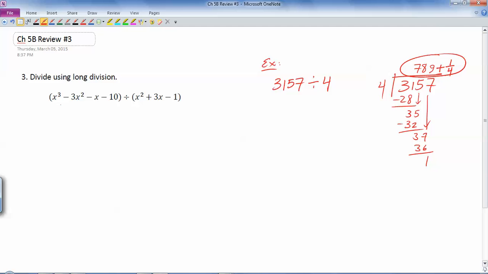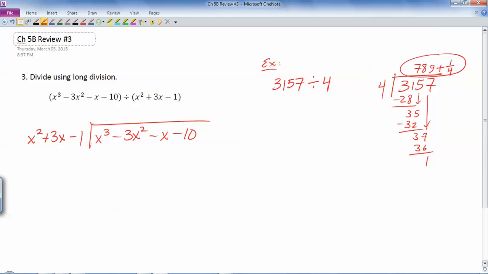So let's set that up. The first term goes underneath: x cubed minus 3x squared minus x minus 10. By the way, if there was no x here, if that didn't exist, you would put 0x here. You would need that there because otherwise you're going to run into some issues as you do the long division. So don't forget the 0 if there's a term missing. Just like in synthetic division, which we did last semester, if you were missing a term, you had to include the 0. Okay, then on the outside, I've got x squared plus 3x minus 1.